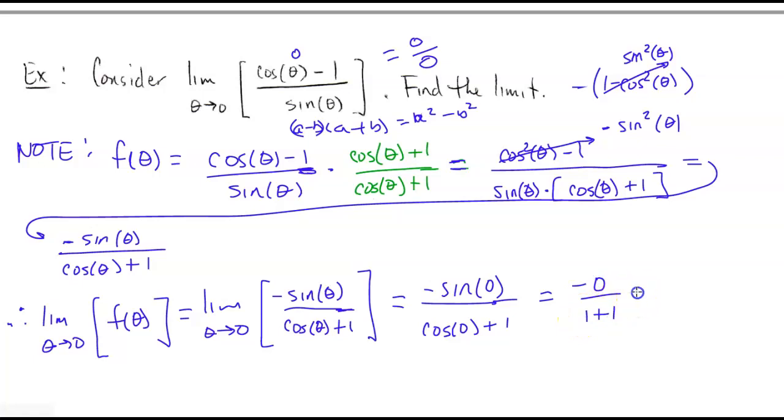Okay. And so what this tells me is that for this particular function, if I was going to take the limit of it as theta approaches 0, then what that actually means is I have a hole in the graph, and that hole in this case would be at the point 0, 0.